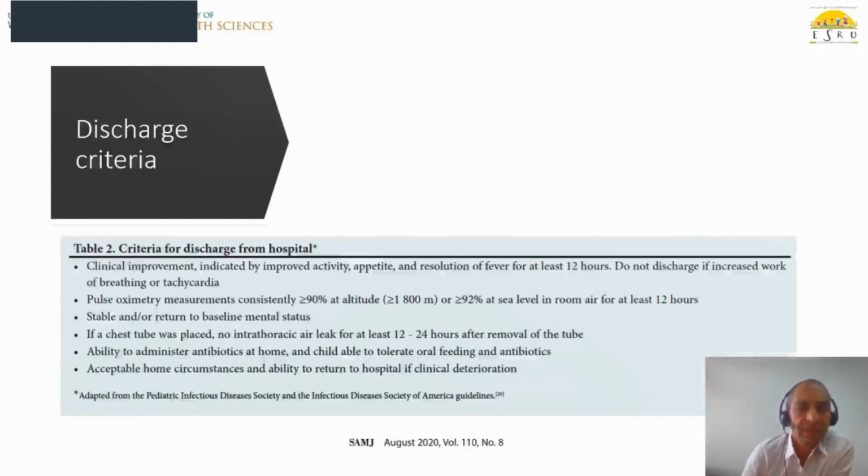When can children be sent home? These are largely intuitive: when they're improving, when they're active, they're feeding well, their fevers have settled, they're not hypoxic in room air, they're back at their baseline mental status, and that therapy can be administered at home, and that home circumstances are acceptable, and caregivers know when the child can be brought back to hospital.